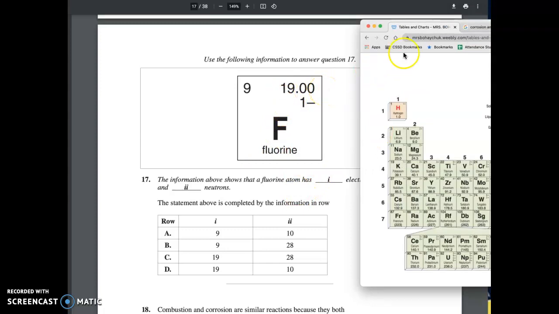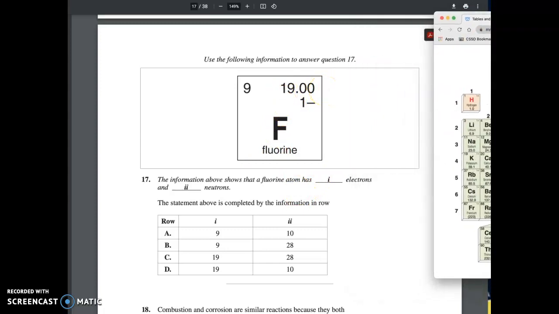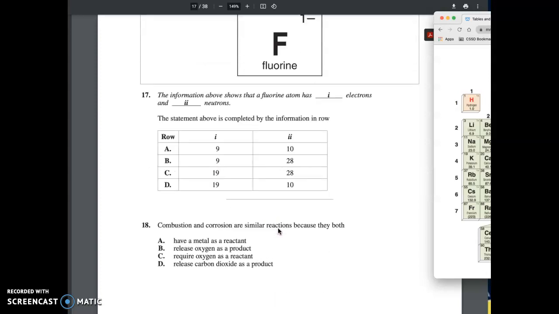So to figure out neutrons, we go atomic mass minus atomic number, and that's how many neutrons we have. So 19 minus 9 is 10. So row A is the correct answer here. So 9 electrons, 10 neutrons.